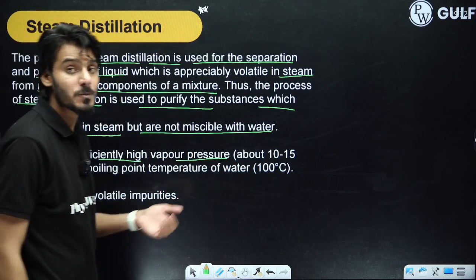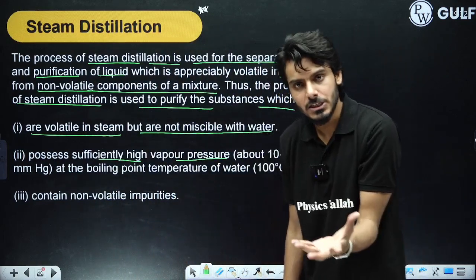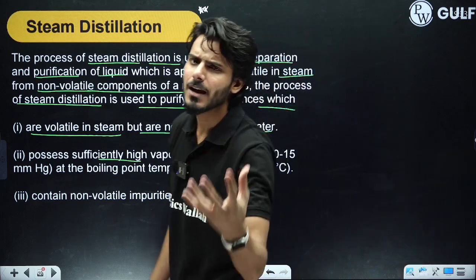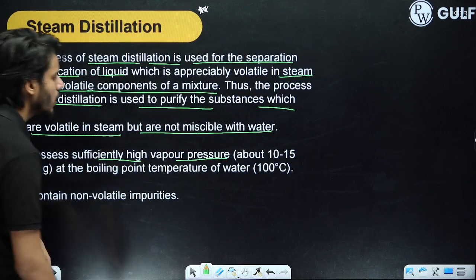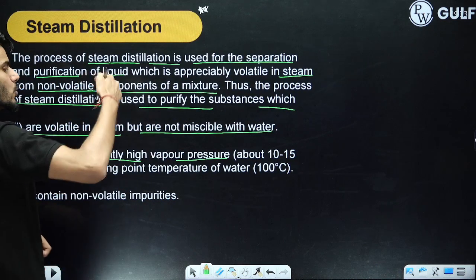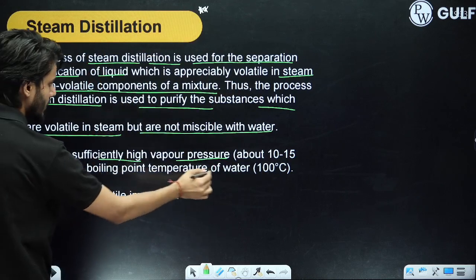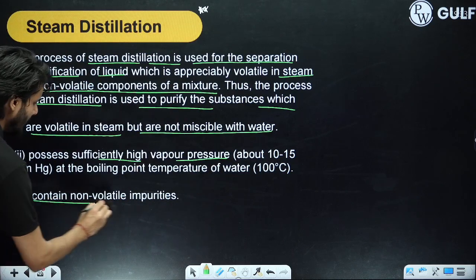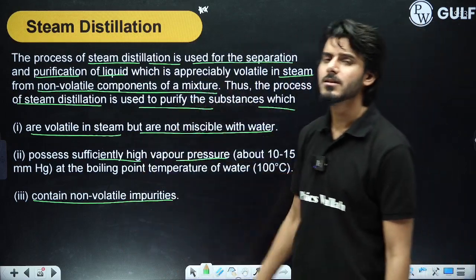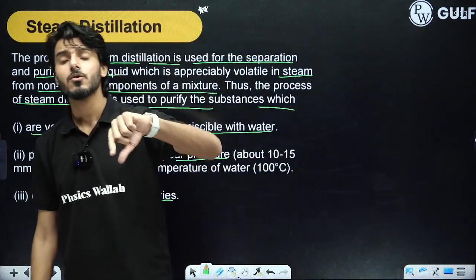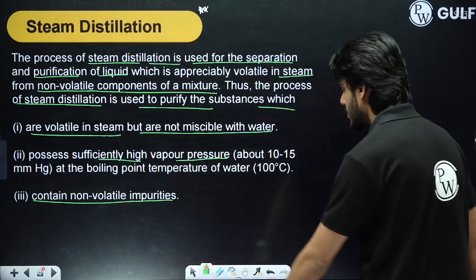High vapor pressure is needed so that you can vaporize that particular substance easily in the steam. Suppose you have non-volatile impurities: they will remain in the solution in the beaker, and your organic compound will get vaporized, which you will collect in the next beaker. So they should have high vapor pressure at the boiling temperature of water and contain non-volatile impurities. The only difference from simple distillation is that you have two things: an impurity which is non-volatile, and your organic compound which is volatile, but in steam. Then move to the next one.